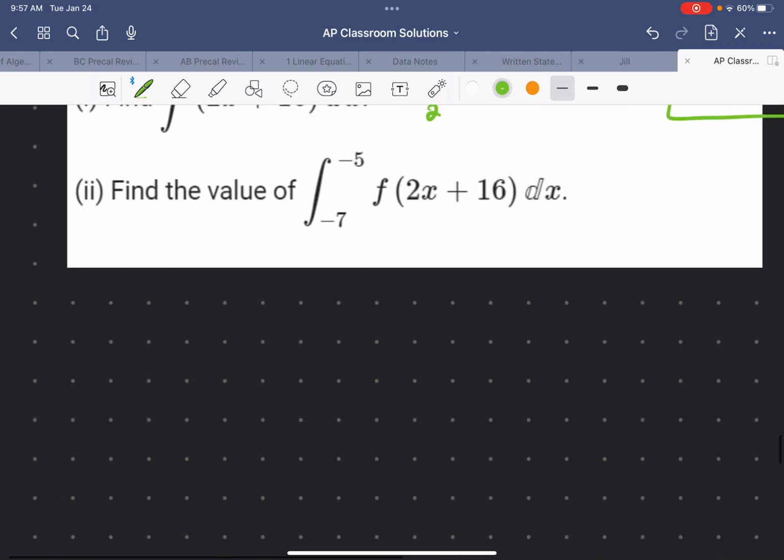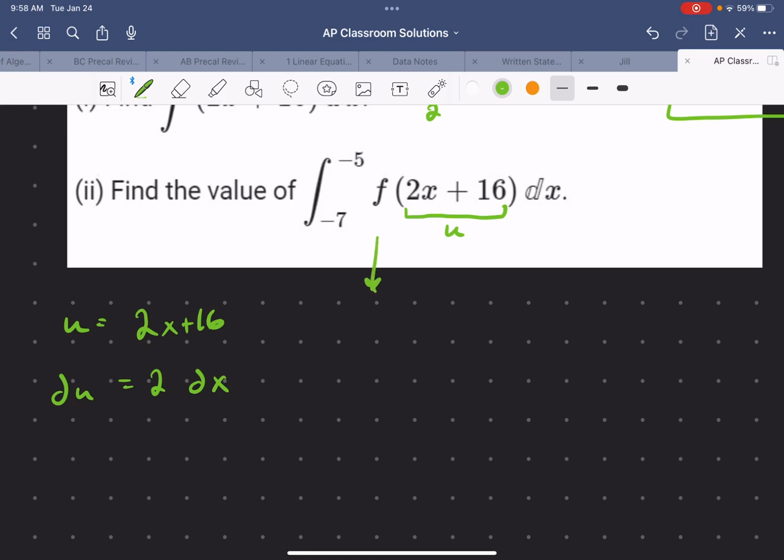Second part is a little bit more tricky. Remember, this is part of the U-Substitution homework, so that kind of gives you a hint of how to solve this. If you want to find the integral and you have a composite function, use U-Substitution. And we do have a composite function. Our outer is f, and our inner is this right here. So let u equal that inner function. That would be 2x plus 16. And then take the derivative of both sides. And then make your substitution.